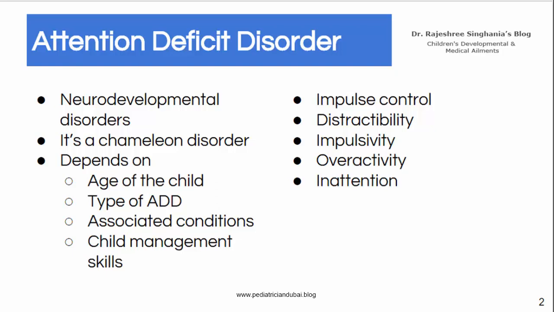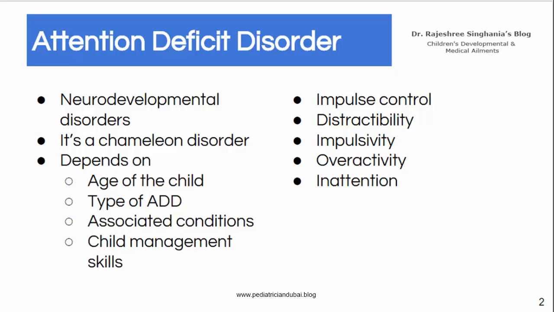Also, child management skills affect how a child behaves. So if a person is more critical or punishing or inadvertently gives attention to negative behaviors, then that negative behavior will increase. Nonetheless, the key features of ADD are lack of impulse control.